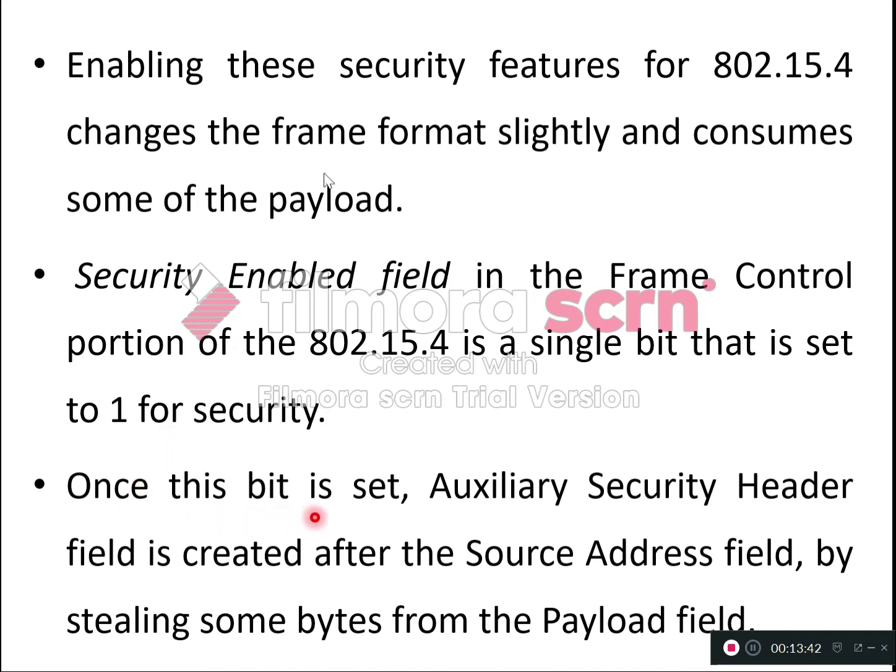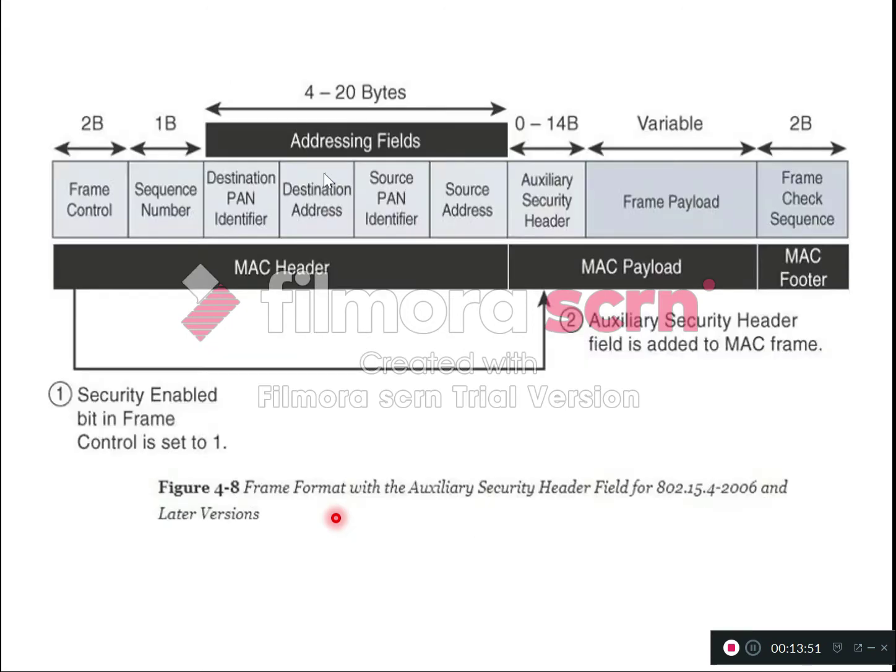Once this bit is set, an auxiliary security header field is created after the source address field by stealing some bytes of the payload. That means here you can see, after the source address, an auxiliary security header, another additional field, will be framed by stealing some of the bytes of the MAC payload. It is taking some of the space of the MAC payload.